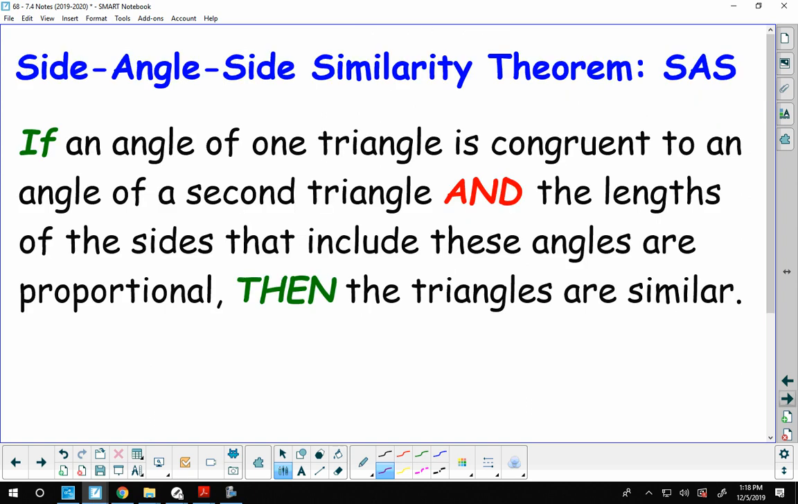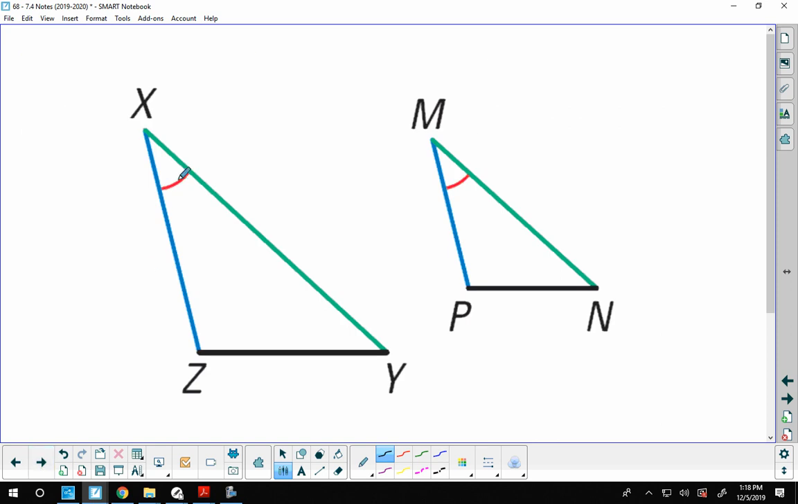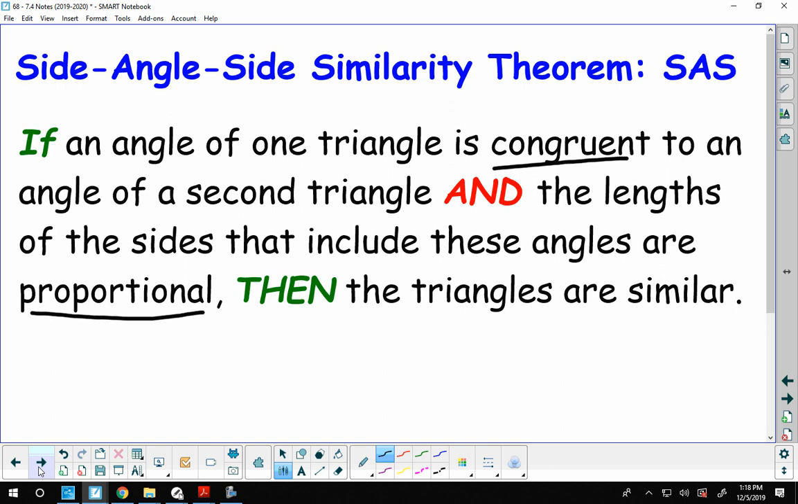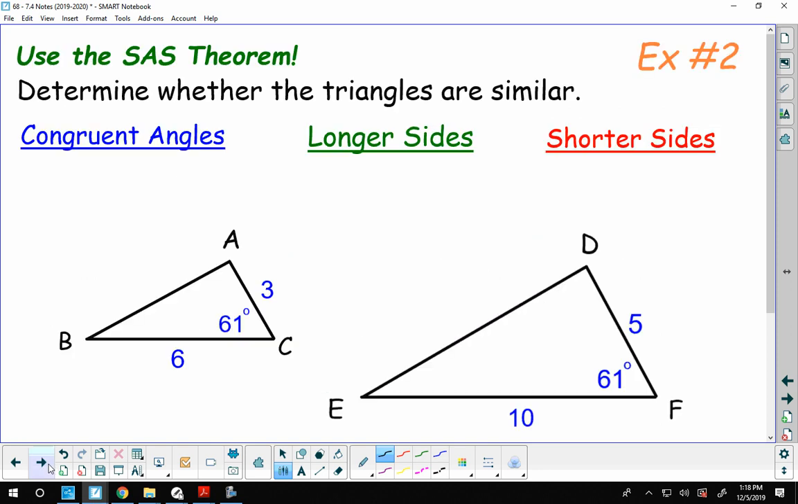Now let's talk about side angle side similarity theorem. If an angle of one triangle is congruent to an angle of a second triangle, and the lengths of the sides that include these angles are proportional, then the triangles are similar. So the angle in between those two sides has to be congruent. And then the two corresponding side lengths have to be proportional, just like we just did for SSS. So here's the included angle. Remember, it's the angle that the two sides make up. So as long as those angles are congruent and the sides are proportional, then by SAS similarity theorem, we can prove that the triangles are similar.